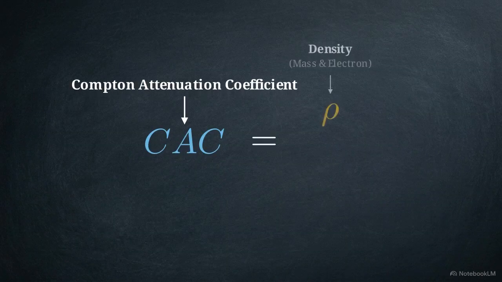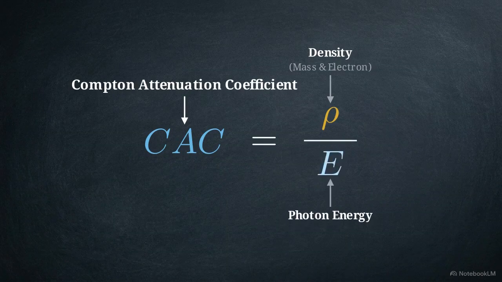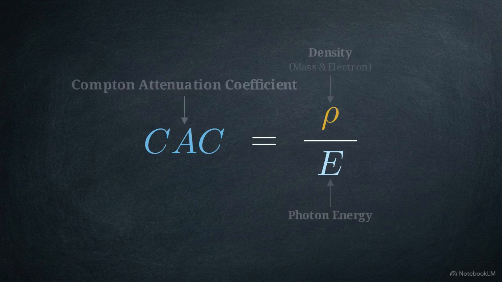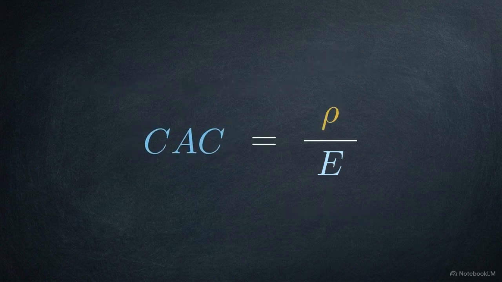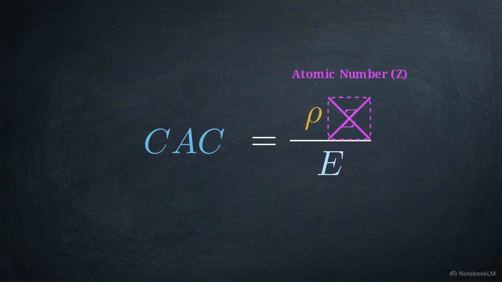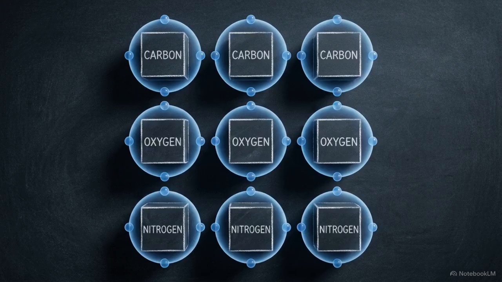This formula for the Compton attenuation coefficient calculates attenuation based on the material's density divided by photon energy. Scatter scales directly with mass and electron density and decreases slightly as energy increases. Notice it is independent of the material's atomic number, Z. Except for hydrogen, almost all materials have roughly the same number of available outer electrons per gram, removing the atomic number's impact on Compton scatter.